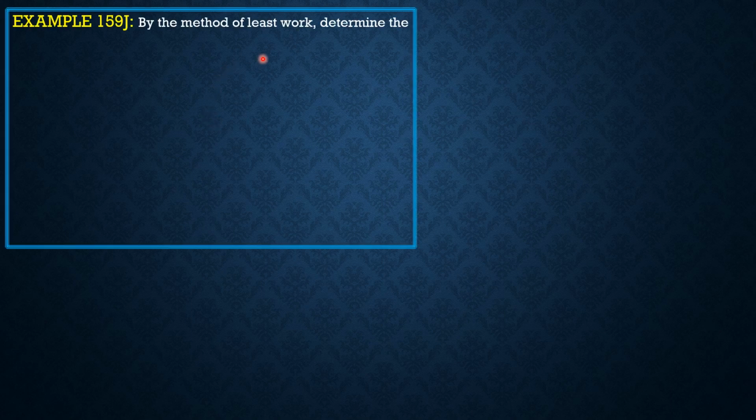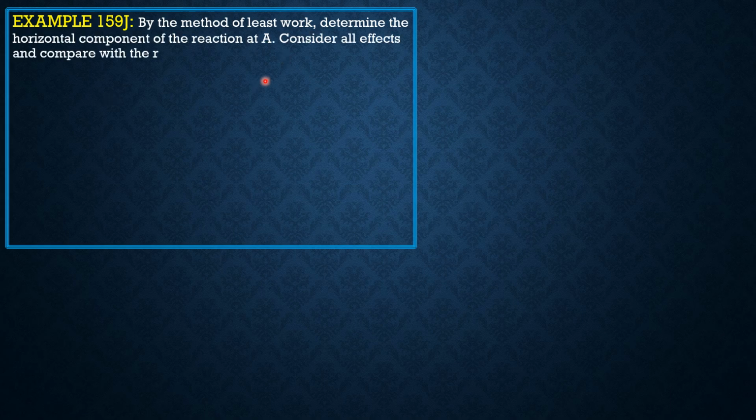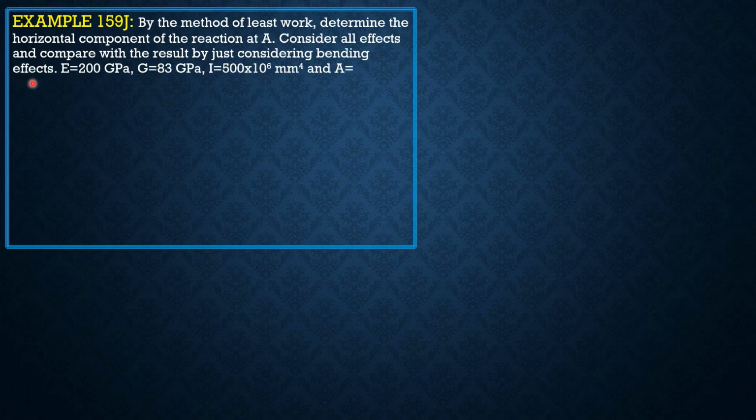So, by the method of least work, determine the horizontal component of the reaction at A. Consider all effects and compare with the result by just considering bending effects. So E is 200 gigapascals, shear modulus of elasticity 83 gigapascals, moment of inertia 500 times 10 to the 6 mm to the fourth, and area is 5000 mm square. The frame is made of wide flange shape.